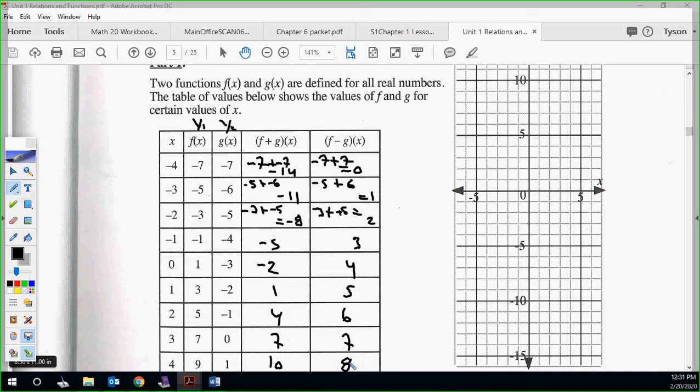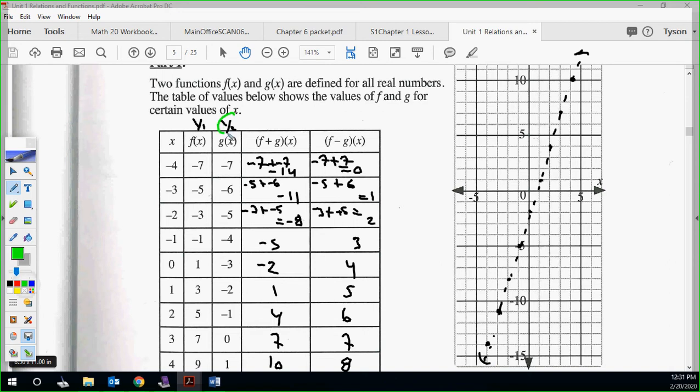The point (-4, -14), so -14 is down here, right there. Then I have (-3, -11), right there. -2 is -8, right there. -1 is -5. 0 is -2. 1 is 1. 2 is 4. 3 is 7. And 4 is 10. That's roughly what this looks like. It's a line. The slope is 3 for that one.